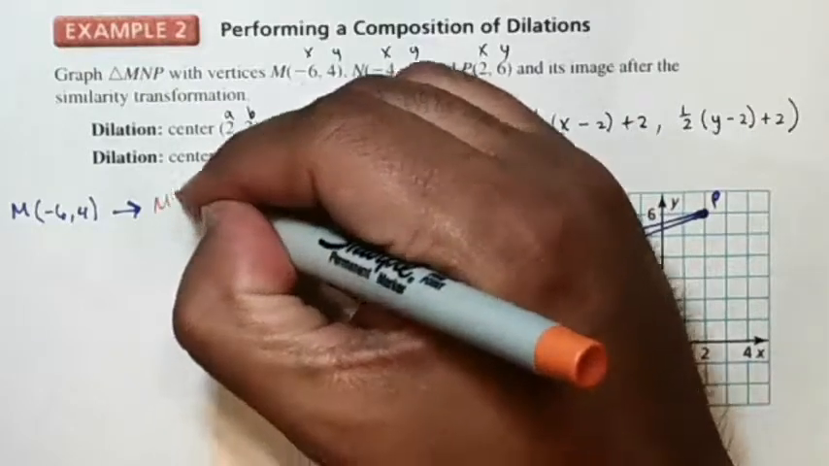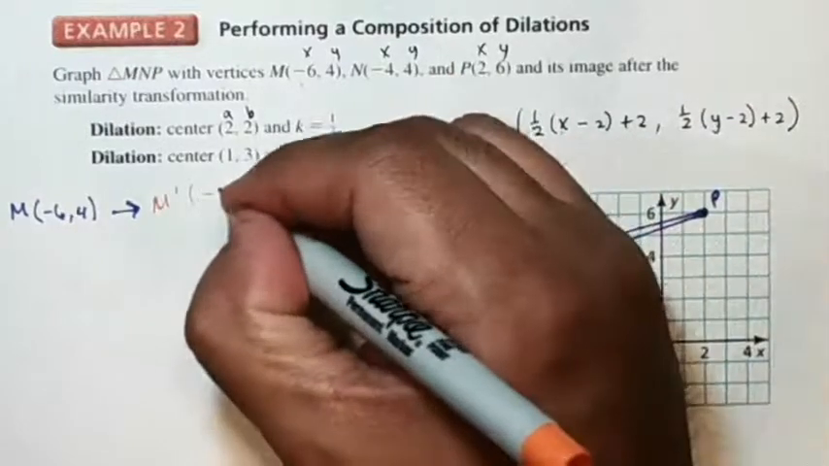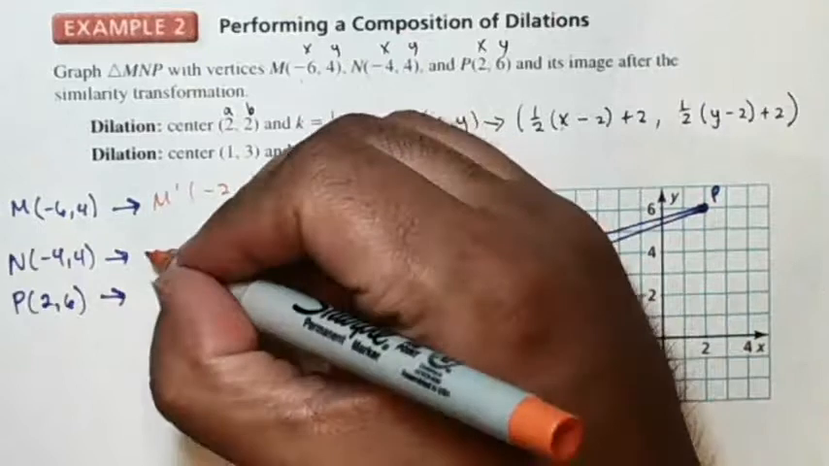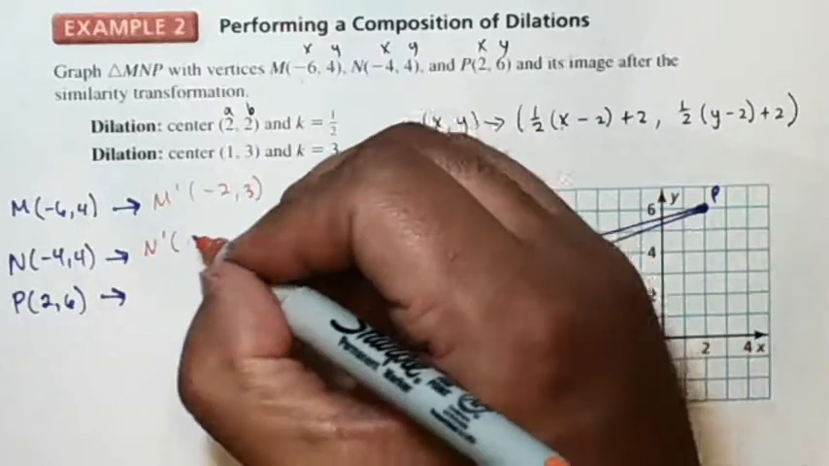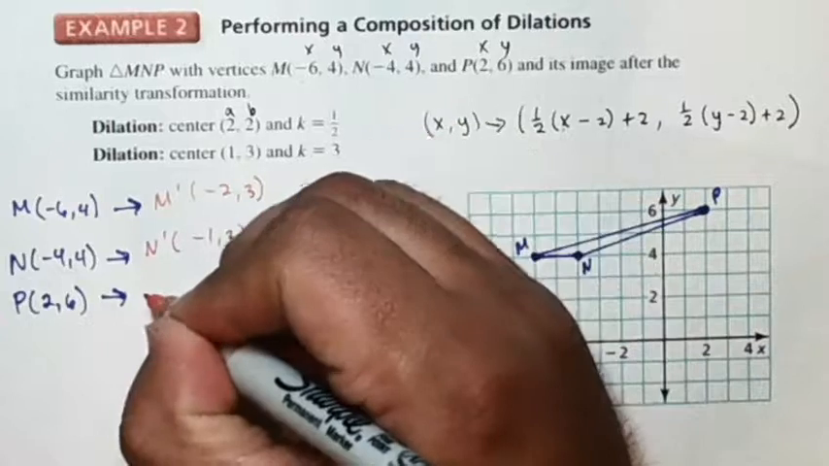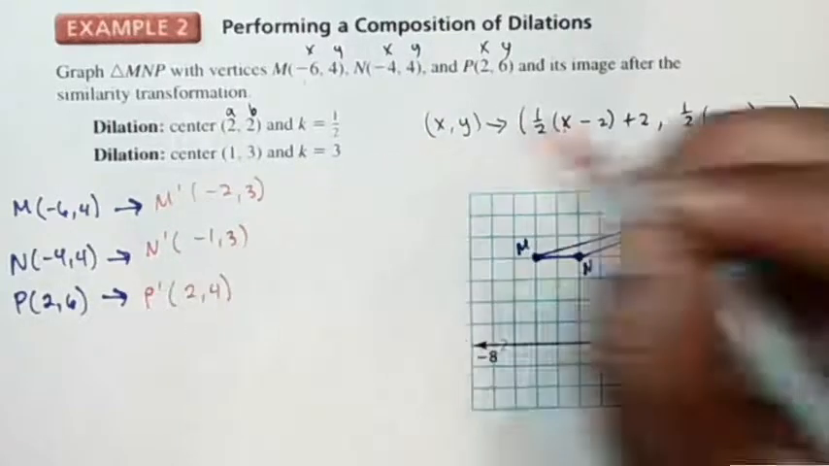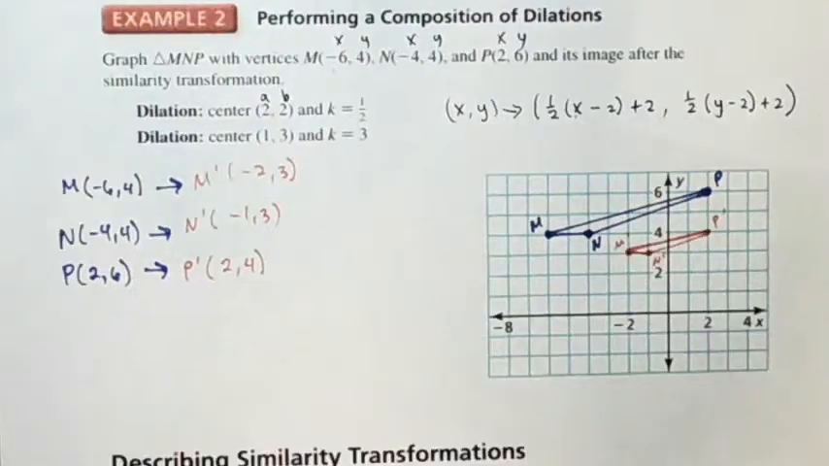M prime is going to be at -2, 3. Okay, and then N is going to be at coordinates -1, 3. P prime is going to come out to be 2, 4. Okay, let's graph that. Okay, we get this smaller triangle here.